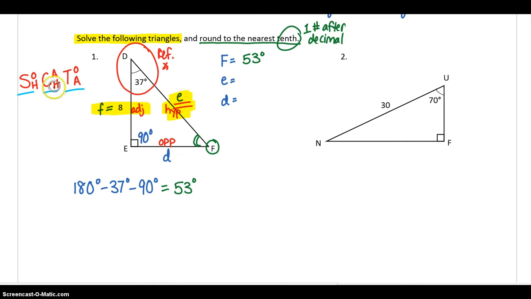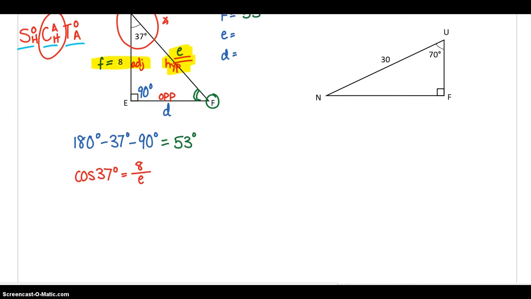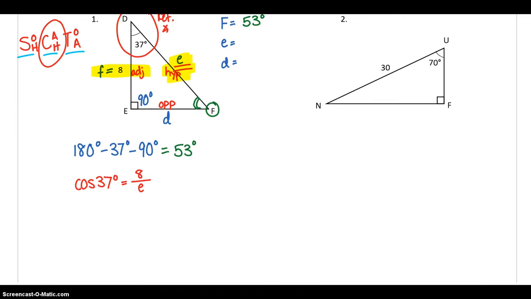So then we look over here and say, oh, A and H, well, that's cosine. So in order to set up my equation, I would say, well, the cosine of my angle, which is 37 degrees, has to equal adjacent, which is 8, divided by the hypotenuse, which is E. And there's my trig equation. Alright, and then all I have to do to solve for E is solve that equation.